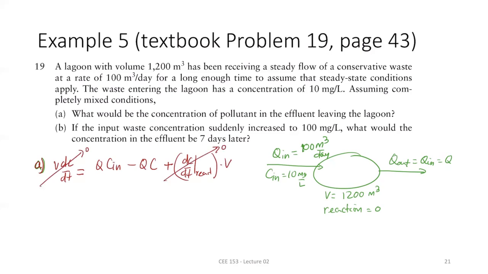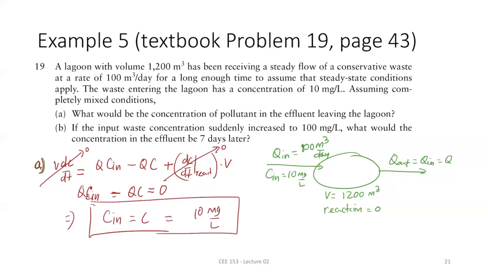So all you are saying is Q C in minus Q C is zero. So Q and Q cancel. So C in is C, which makes sense. The reason is, as I said, it's a steady state. You have been dumping something for a long time. After a point, everything in the lagoon water will be all contaminated.